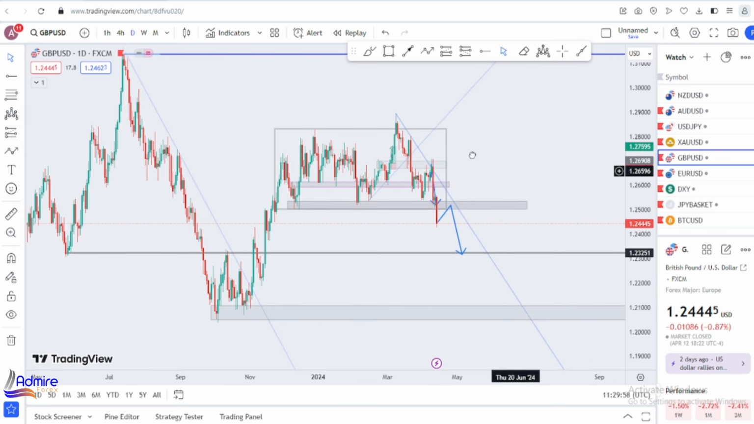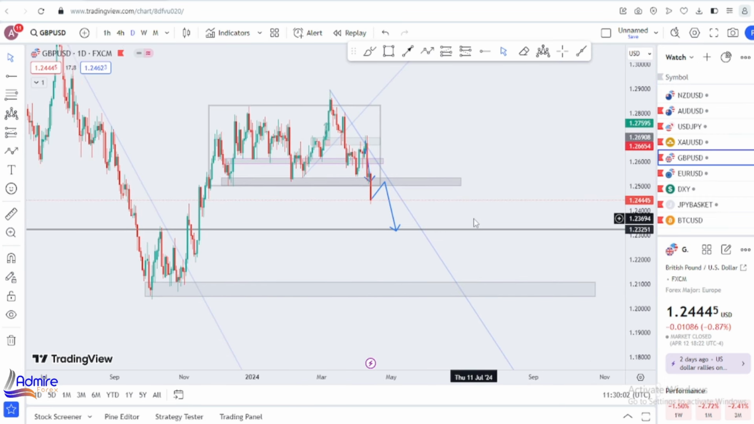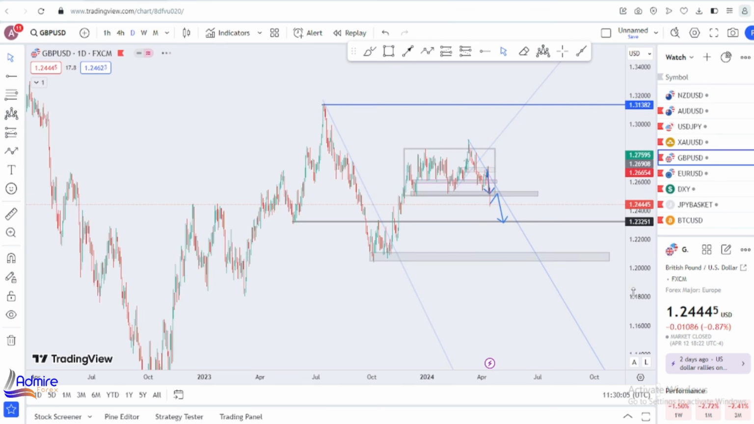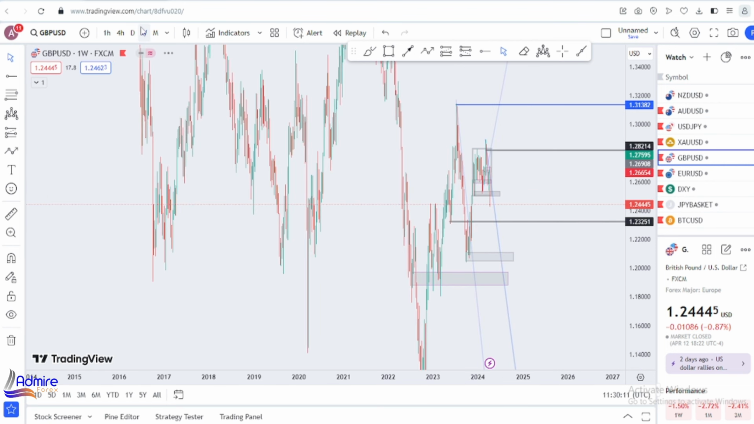Mind you, this is from the higher time frame, so this may take a week or two or even more to happen. And even if you squeeze the screen more, you see that we still have some solid bearishness of price all the way to the downside.